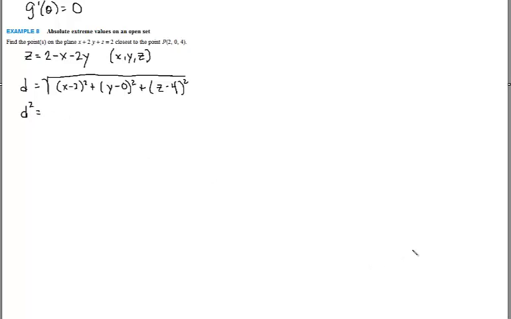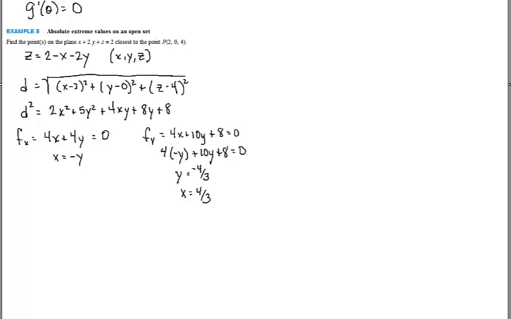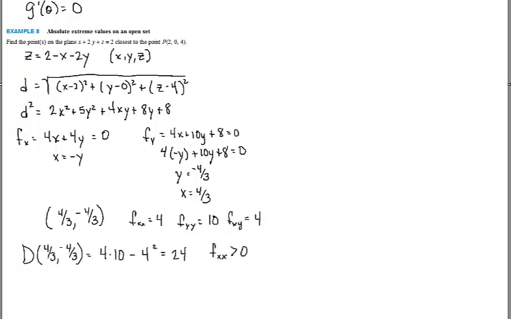After that I will make it look a little bit better, and then I'll be finding my partials in order to find my critical points. Alright, after finding my partials and then setting them equal to 0 and finding my x and y, I found that my critical point is 4/3, negative 4/3. Alright, next thing I need to do is figure out how I get this to be a minimum.